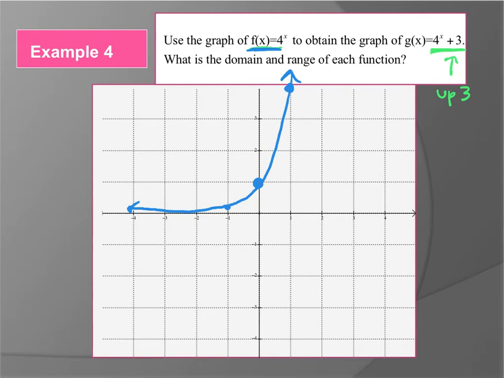Now let's graph our g of x. So when we plug in 1, we have 4 plus 3, which is 7, which we can plot up here. When we plug in 0, 4 raised to the power of 0 is 1, and 1 plus 3 is 4. So we'd have a point right there.